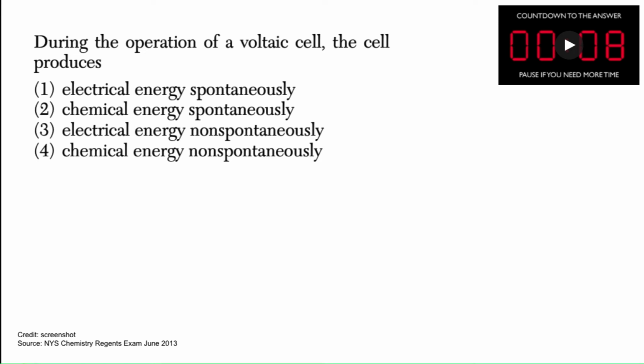Let's try a practice problem. During the operation of a voltaic cell, the cell produces, is it electrical energy spontaneously, chemical energy spontaneously, electrical energy non-spontaneously, or chemical energy non-spontaneously? Think about it, choose an option, and pause the video if you want more time to think.